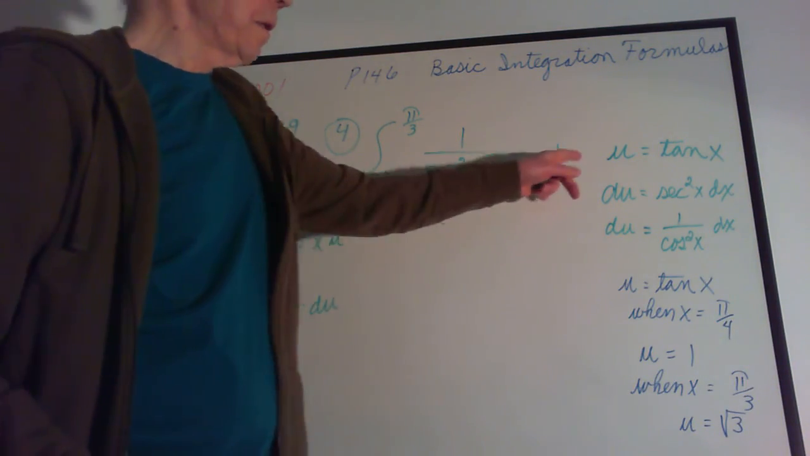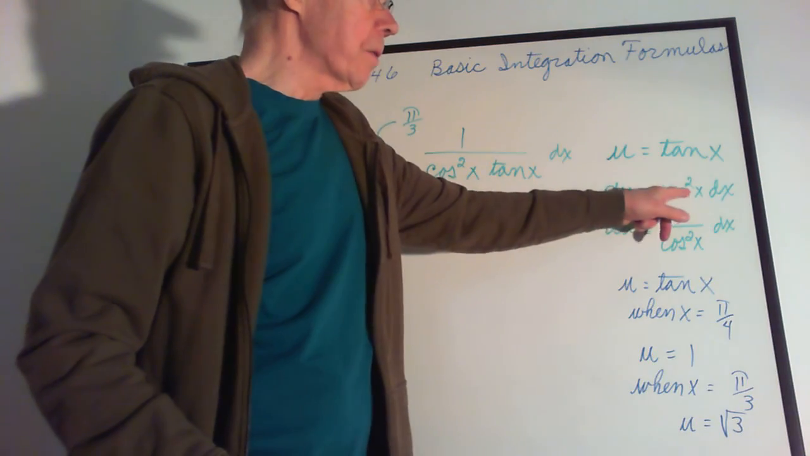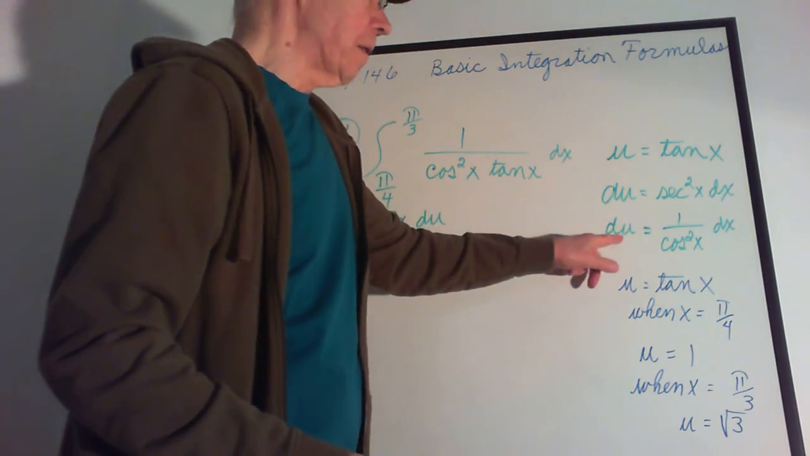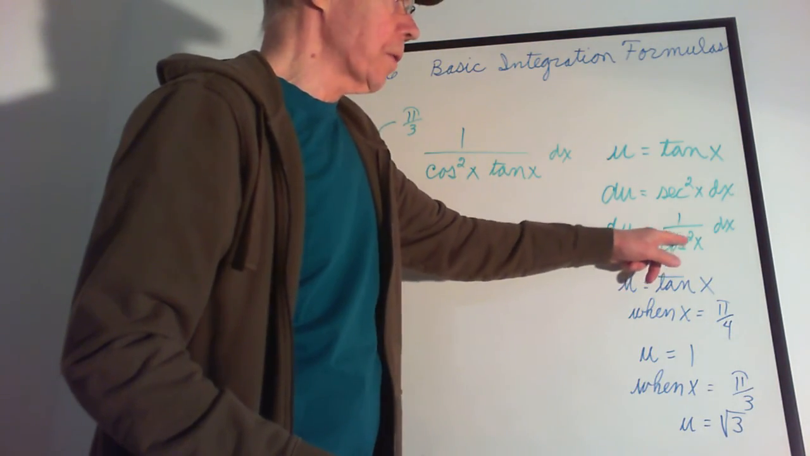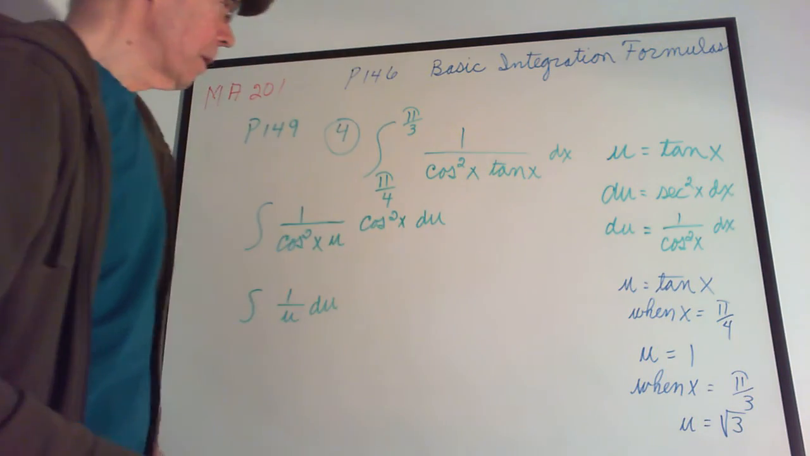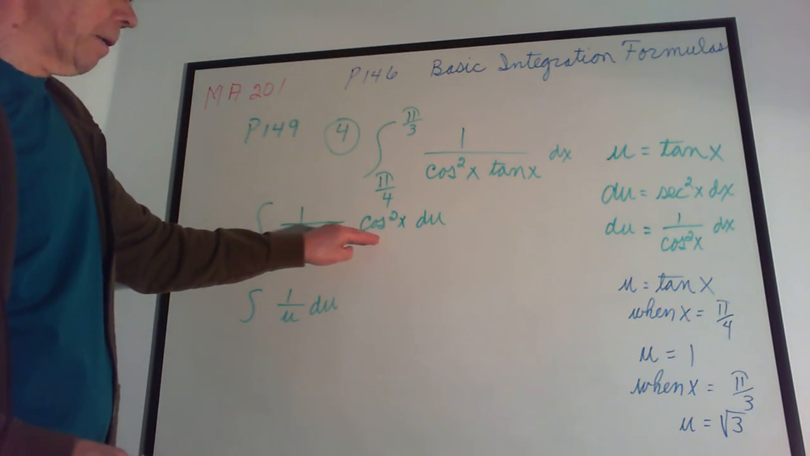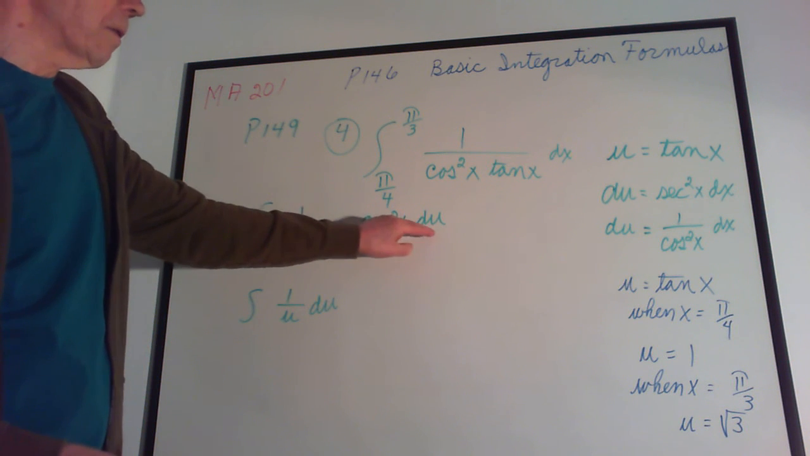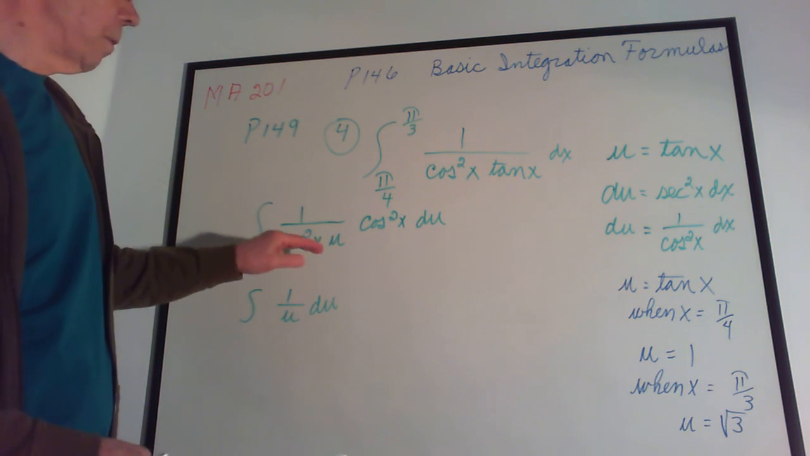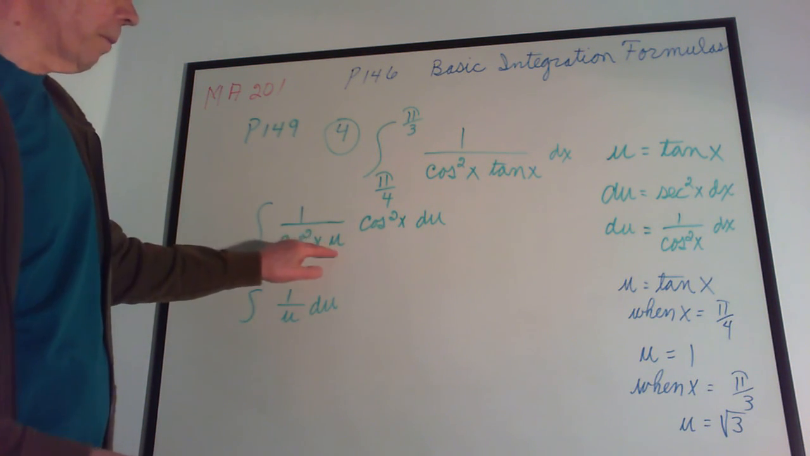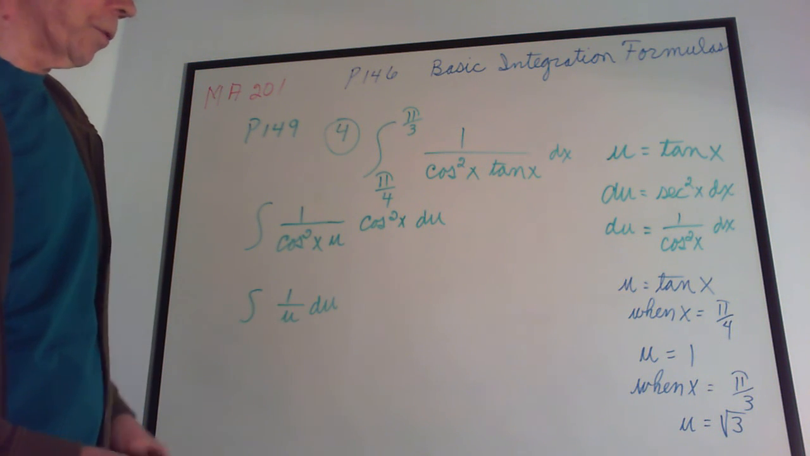Alright, so the derivative of u is secant squared x. This means du is equal to 1 over cosine squared x dx. So when I substitute it back in, it'll be cosine squared x du. These will cancel. I'll end up with 1 over u du.